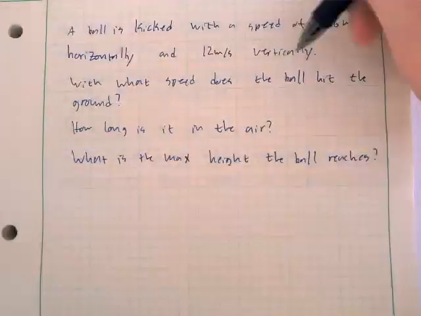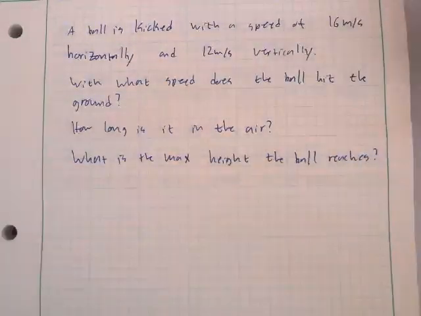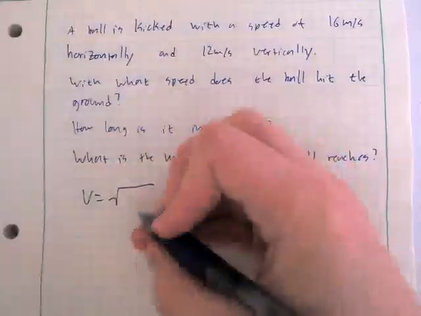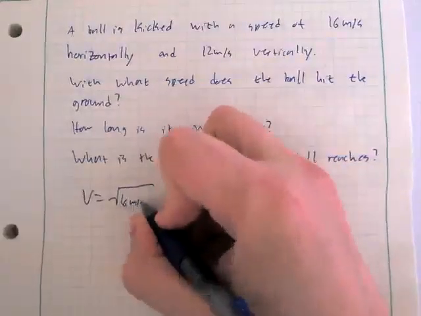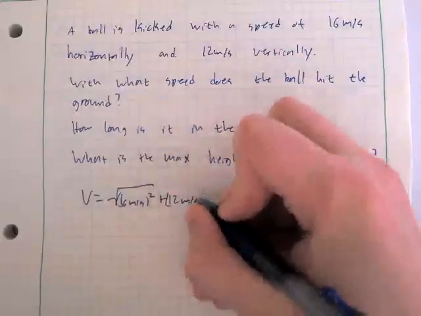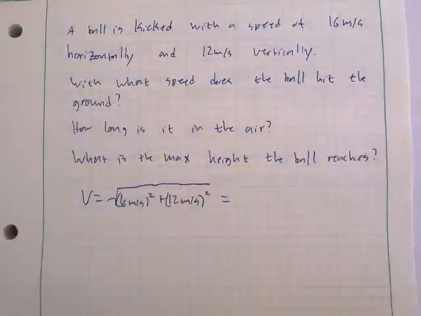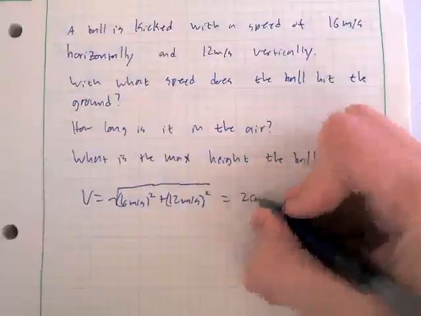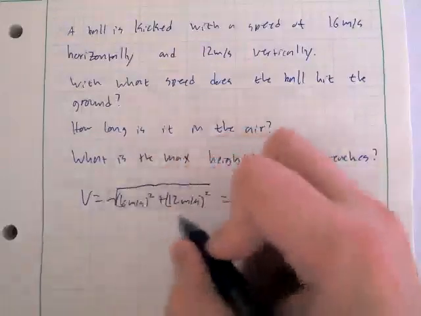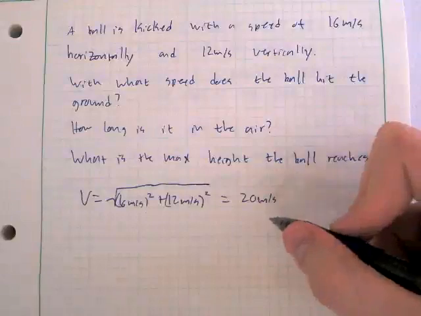So one thing I can assert here really quickly: what speed does the ball hit the ground with? Here's what I'm going to do. I'm just going to solve for this right away, and I'll explain what I'm doing in a second. I'm going to figure out what speed this object was launched with. I have my x component, I have my y component. Do your Pythagorean theorem, x squared plus y squared, square root of that gives me my overall launch speed.